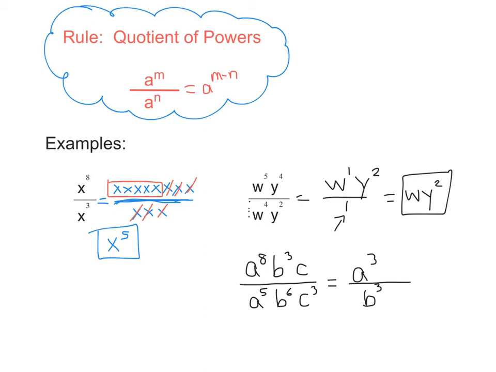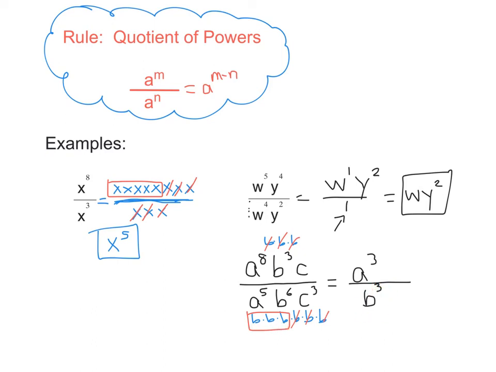Okay, again, I'm going to just show this quick. If I expanded b to the 3rd, I'd have b times b times b. And on the bottom, I'd have b times b times b times b times b times b. If I canceled some of those out, this b divided by b is 1, b divided by b is 1, b divided by b is 1. I've got 3 b's being multiplied together in the denominator, in the bottom portion of the fraction. So that's why I have b to the 3rd in the denominator.